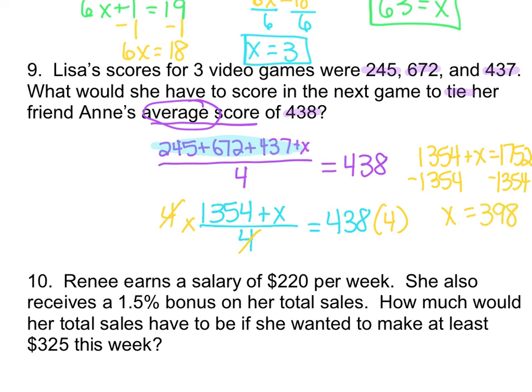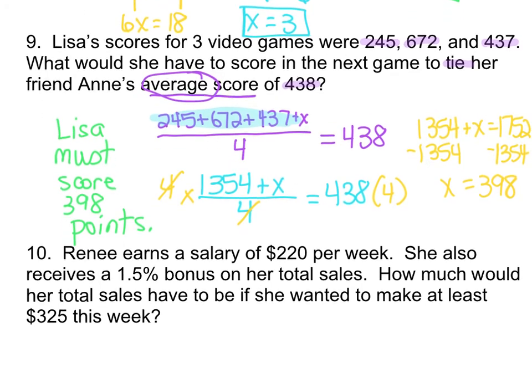Now remember, in word problems, we like to put these in sentences so we know what we're answering. So I would say Lisa must score 398 points. And that would be my final answer. So that is a word problem that involves an equation.